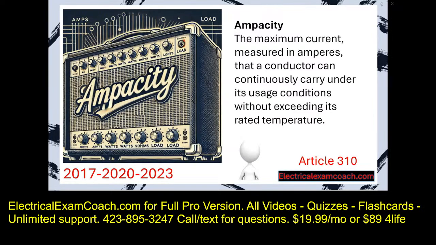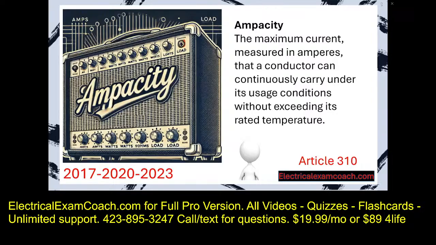Ampacity is the maximum current, measured in amperes, that a conductor can continuously carry under its usage conditions without exceeding its rated temperature. Everything that we're doing in this program and out in the electrical field is to protect first the people and then the equipment. And it's no different with the wire. This wire is only rated to handle so many amps before the insulation will start to deteriorate, and ultimately we could end up with a fault, short circuit, or just arcing and sparking.